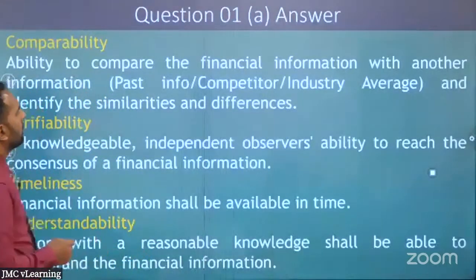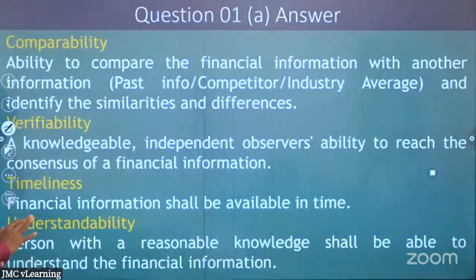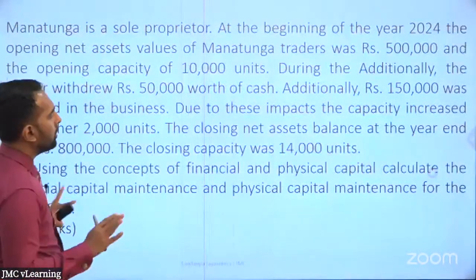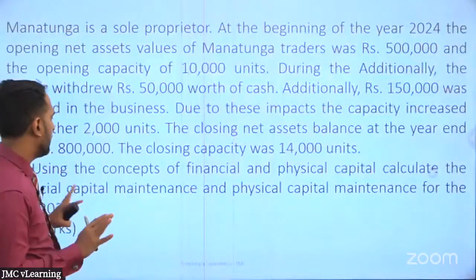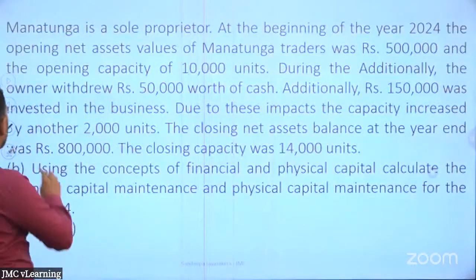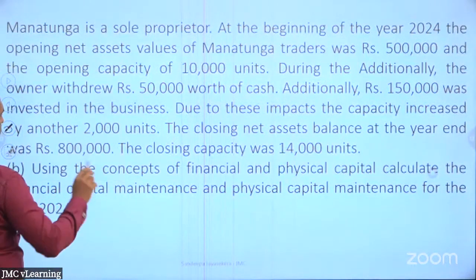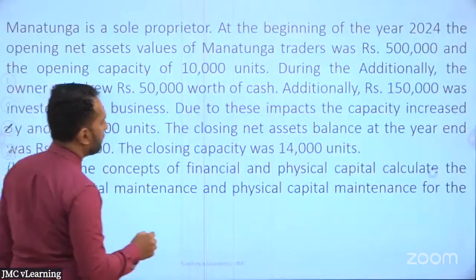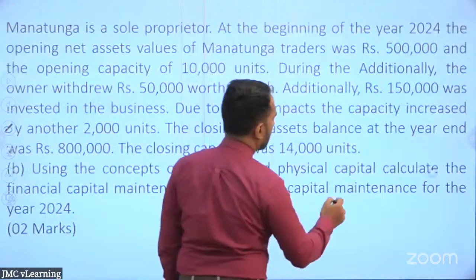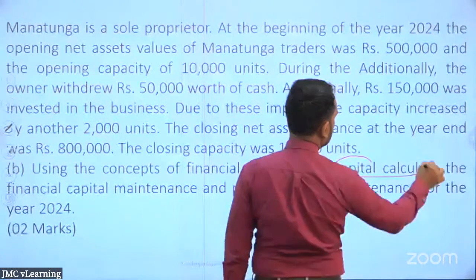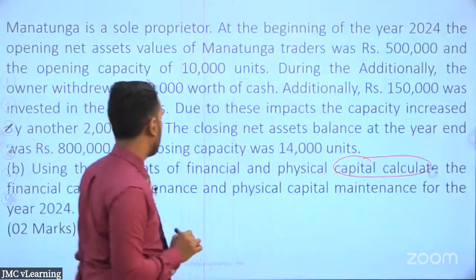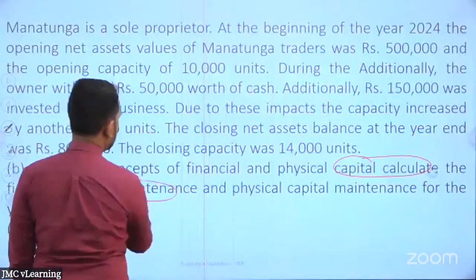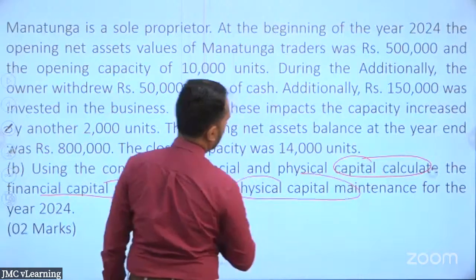Right. So we'll move on to the second part of the question. Now this question, yes, you need to read the entire thing. First of all, let me look at the requirement. I'm always starting the question with the requirement. Using the concept of financial and physical capital maintenance, you are supposed to calculate the financial capital maintenance and the physical capital maintenance.